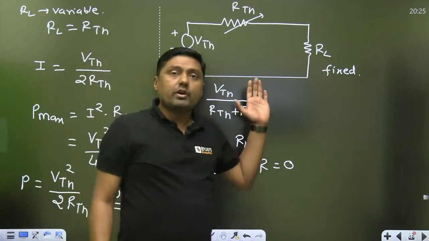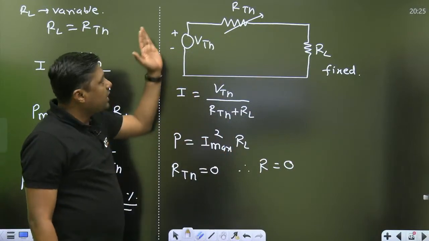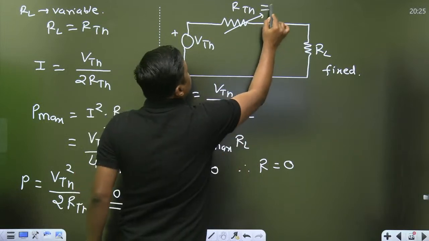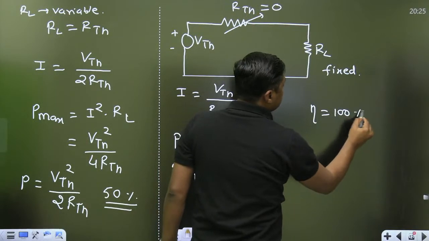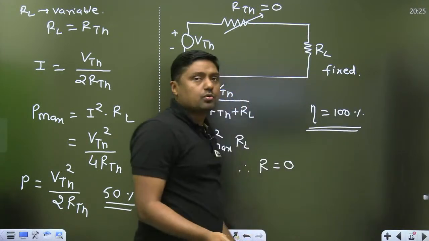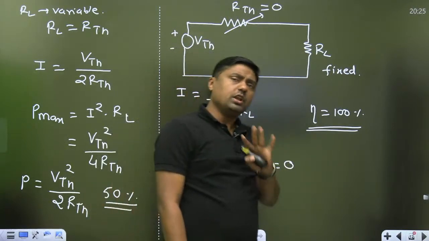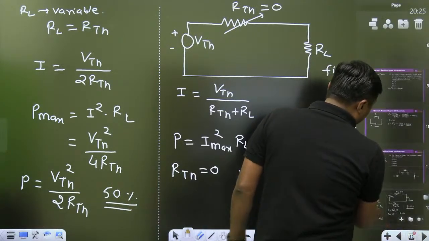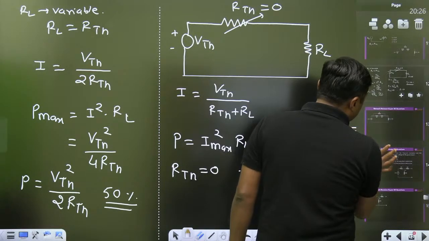And when RTH is variable, 100% efficiency. This much amount of power is given by the battery, and complete power is consumed by what? RL. Because RTH is 0, 100% efficiency. That will be the question on what? Maximum power transfer theorem. Okay, any doubt then you can ask. Yes. The next very important question. So this is the complete idea about Thevenin's maximum power transfer theorem.